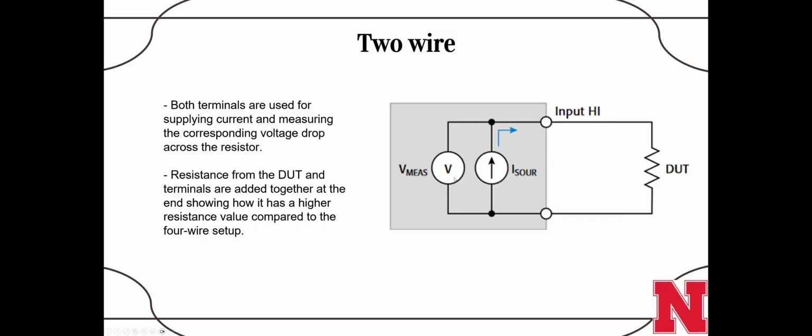Now, resistance from the DUT and terminals are added together at the end, showing how it has a higher resistance value compared to the 4-wire setup.